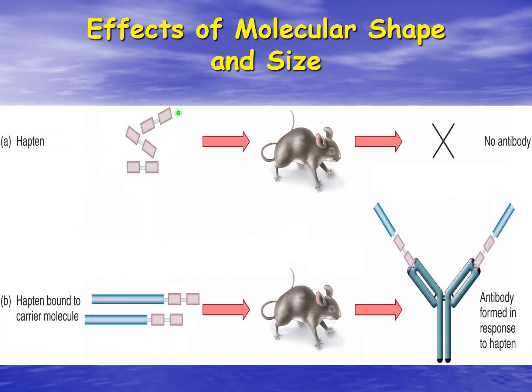So here's our little hapten. By itself, it's too small, basically, to cause an immune response. So we get no immune response whatsoever. But if the hapten becomes bound to a carrier molecule, let's say a protein found in the mouse, then it becomes large enough for the immune system to respond, and we make antibodies.